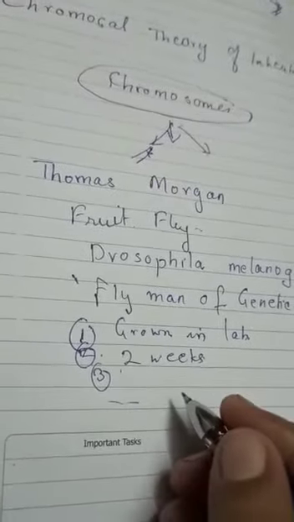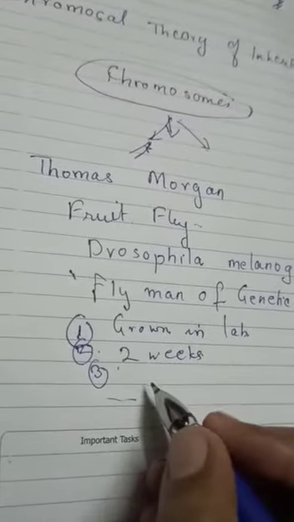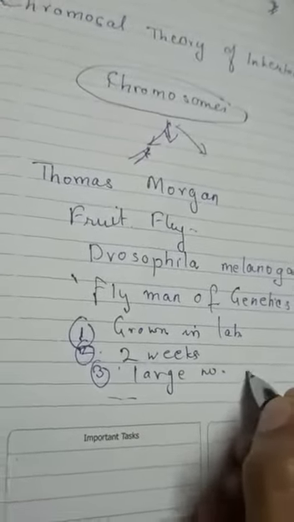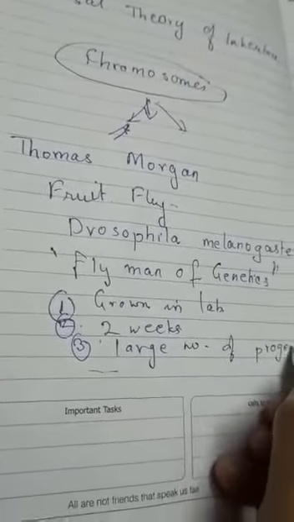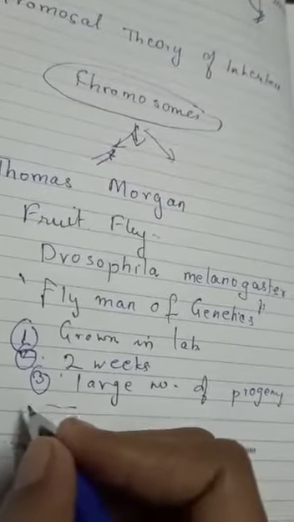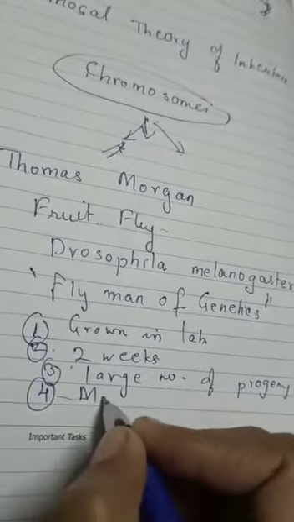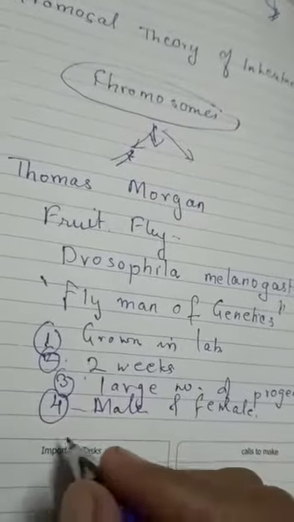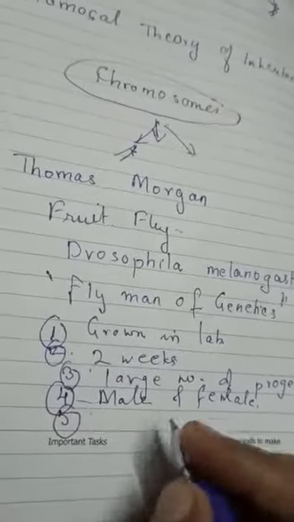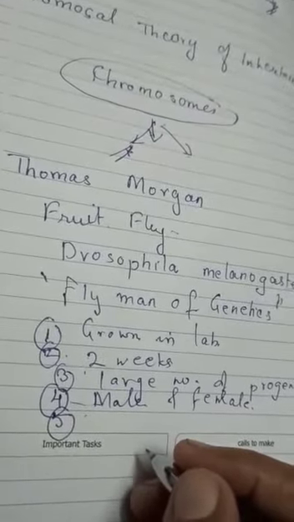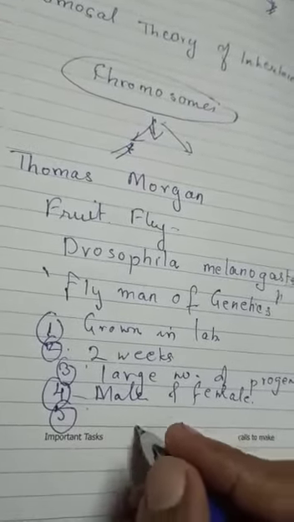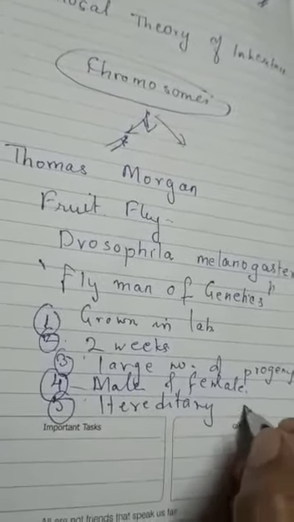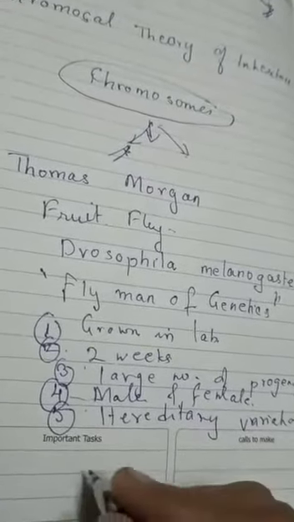Then, a single mating on fertilization could produce a large number of progeny flies. Then the male and the female are easily distinguishable. That is another feature for which he selected Drosophila. Then it has many types of hereditary variations that can be easily observed with a low power microscope, which made its study easy.